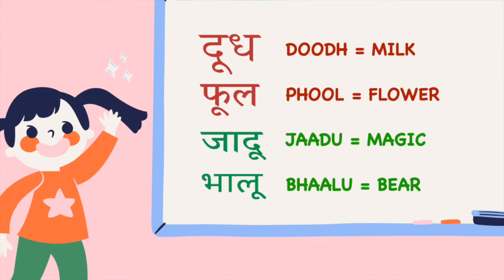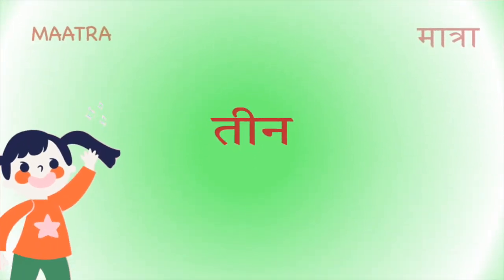Doodh, which is milk. Phool, flower. Now the next two words have this Maatra in the second letter. Jadu, bhalu. Good job, friends. Let's look at the next one.